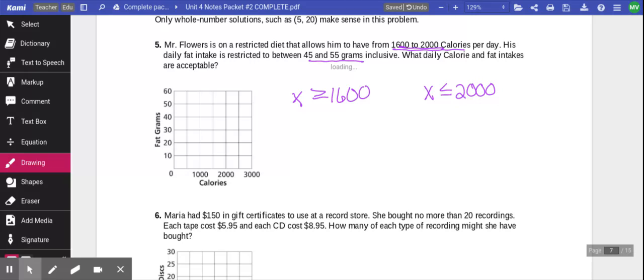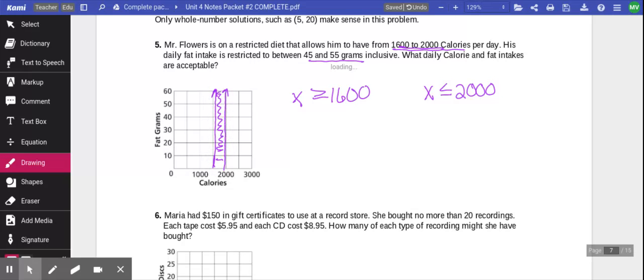So when I think about graphing that, I'm going to do a vertical line right at 1,600. I'm kind of close to the 1,500 there. And it'd be to the right. And the 2,000 would be this vertical line. And I don't want an arrow on the bottom there. And it's the space in between.